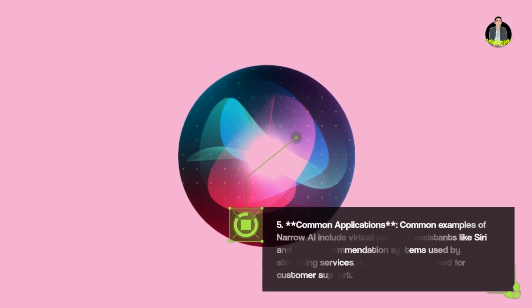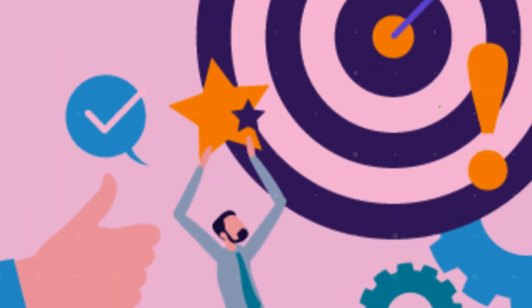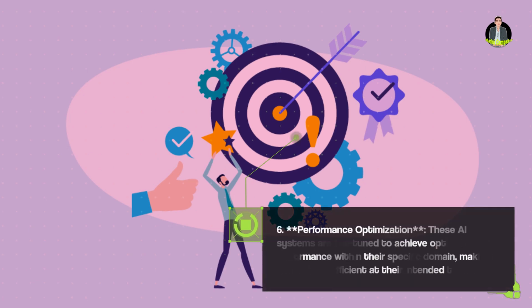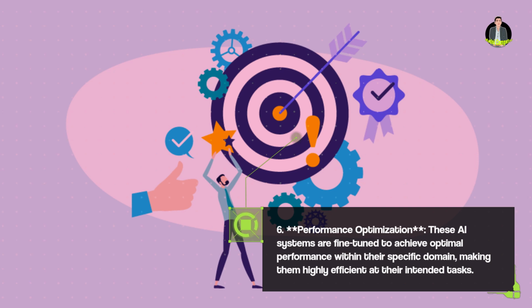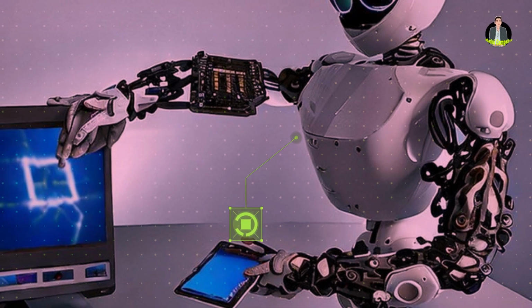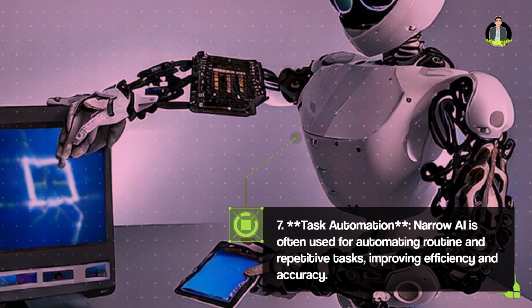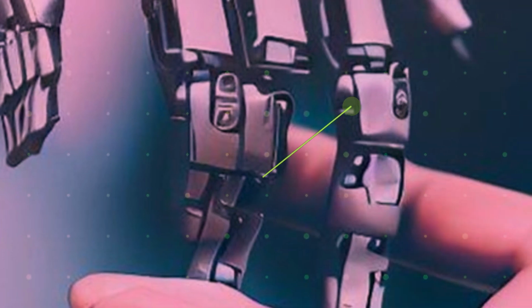5. Common applications. Common examples of narrow AI include virtual personal assistants like Siri and Alexa, recommendation systems used by streaming services, and chatbots designed for customer support. 6. Performance optimization. These AI systems are fine-tuned to achieve optimal performance within their specific domain, making them highly efficient at their intended tasks. 7. Task automation. Narrow AI is often used for automating routine and repetitive tasks, improving efficiency and accuracy.